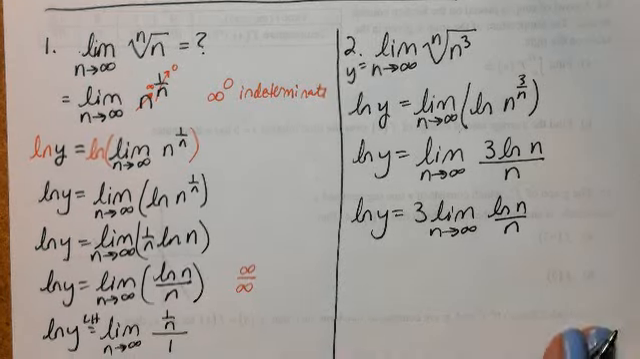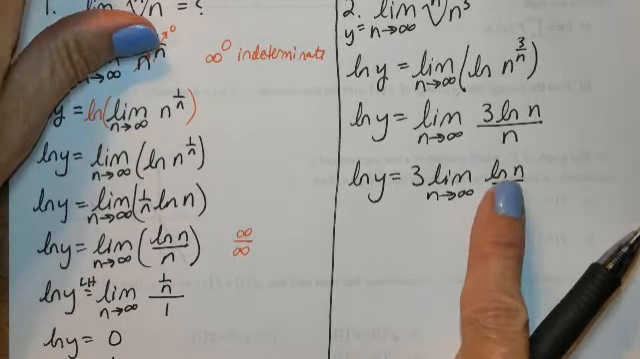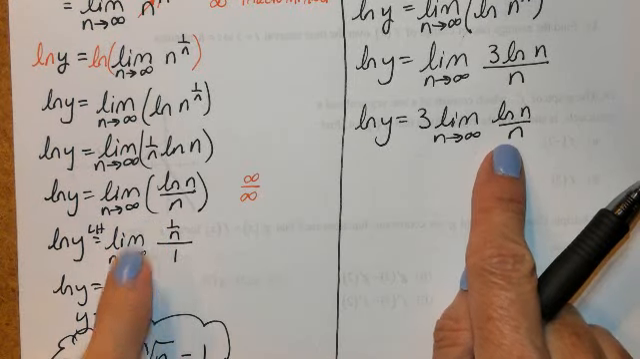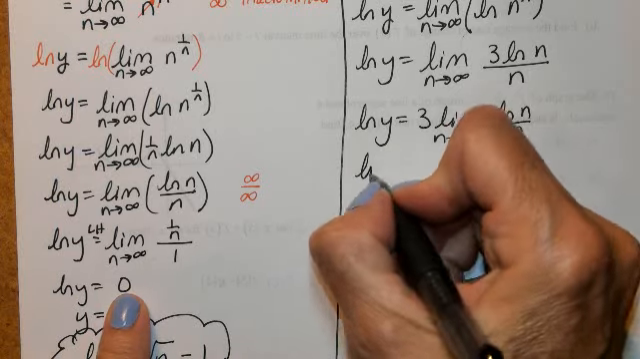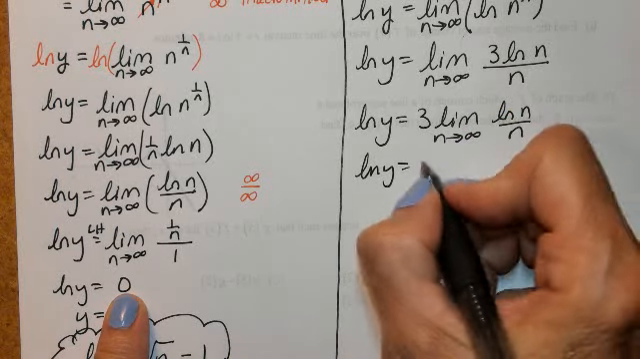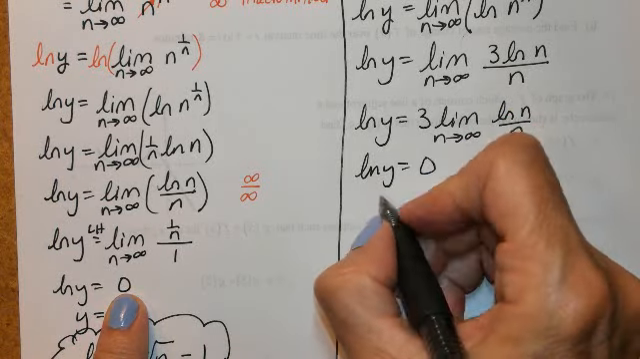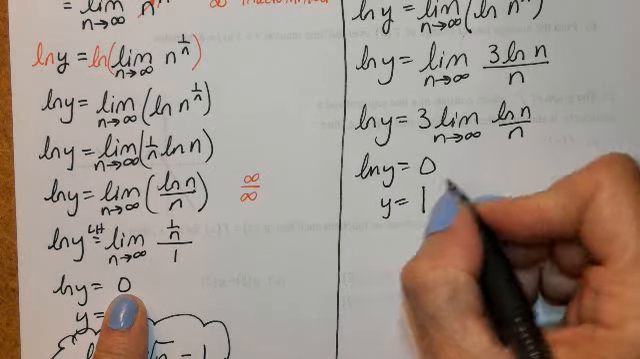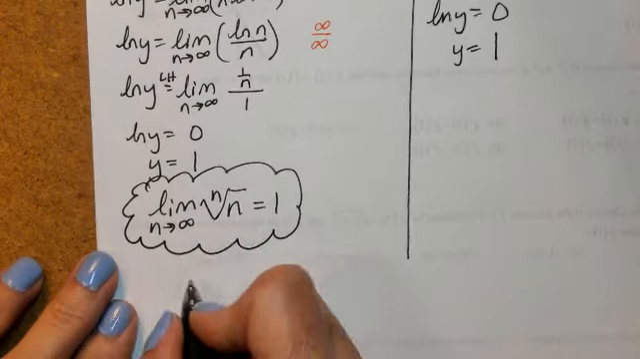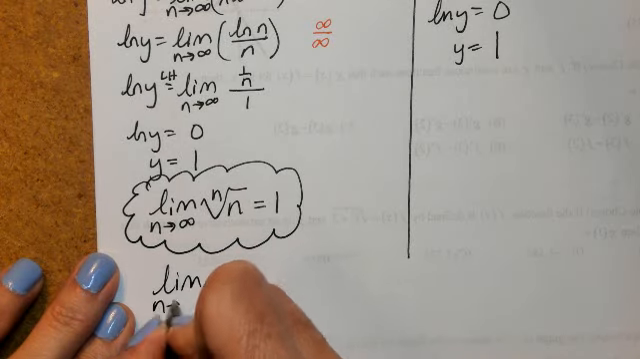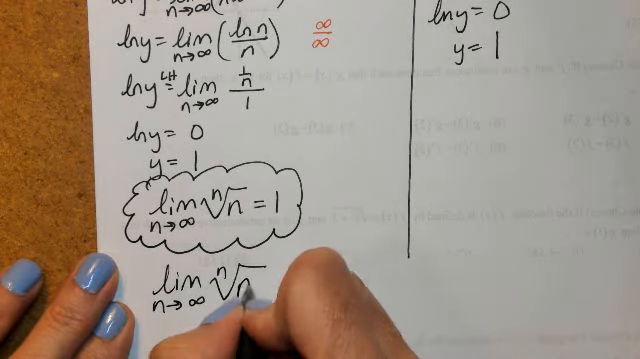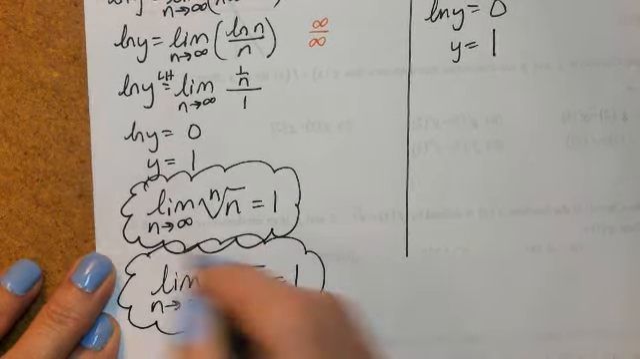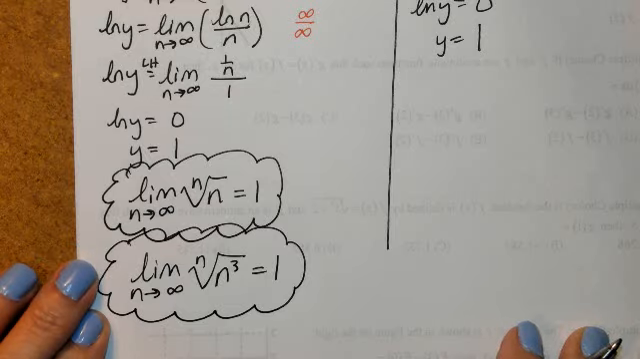Okay? Now I have the limit as n goes to infinity of ln of n over n, which is exactly what I had here, right? That gave me 0. So I have ln of y is 3 times 0. So y must be e to the 0, which is 1. So down here I'm going to write the limit as n goes to infinity of the nth root of n cubed is also 1. We're going to generalize in just a sec. Okay?